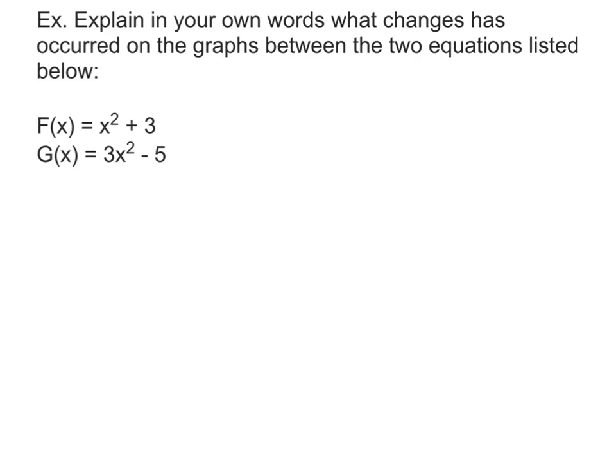All right, the next example says, explain in your own words what changes have occurred on the graphs between the two equations listed below. F of x equals x squared plus 3, and g of x equals 3x squared minus 5. So, let's go with this. So again, I would type this into your graphing calculator as your first resource there so you can visually see what's going on. And then we're going to see the following.